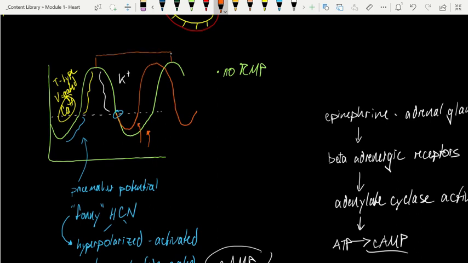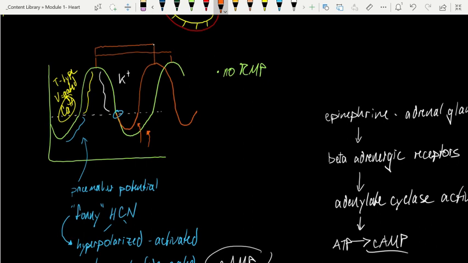But with the addition of epinephrine to cause the production of cyclic AMP, which then binds to this funny channel and increases sodium permeability, by increasing the slope of that pacemaker potential, look what we've done. We've decreased the distance between those peaks. We've increased heart rate. So that's how we can regulate how fast the heart beats. Of course, when it's time to slow down, we have parasympathetic activity that comes down and blocks adenylate cyclase.